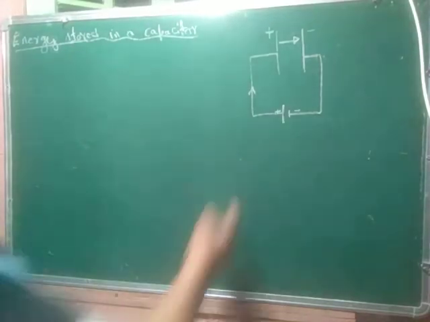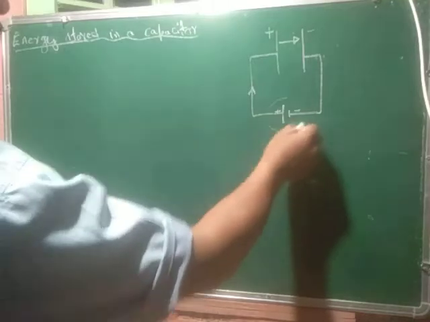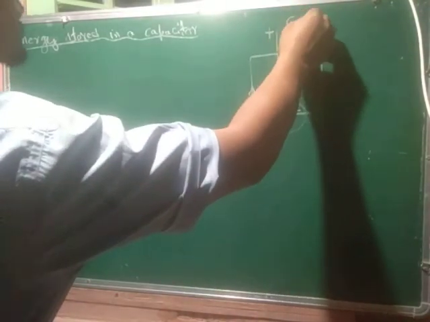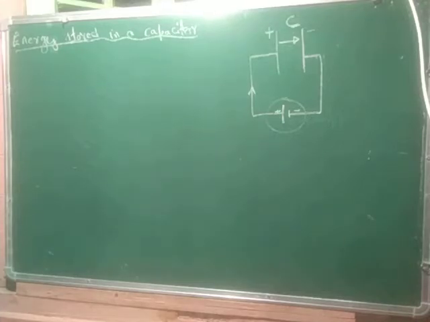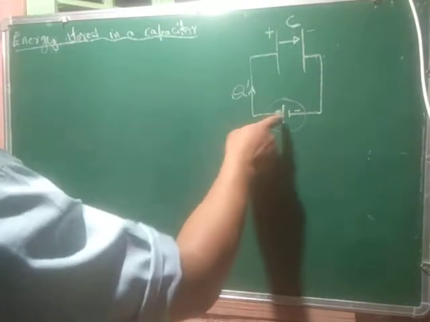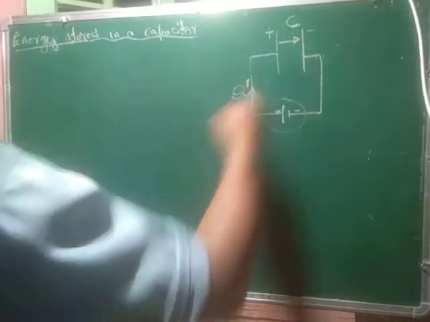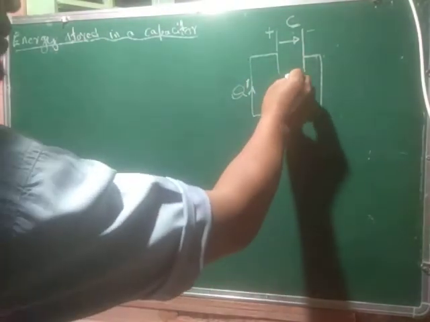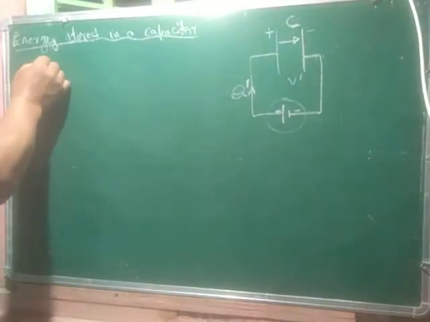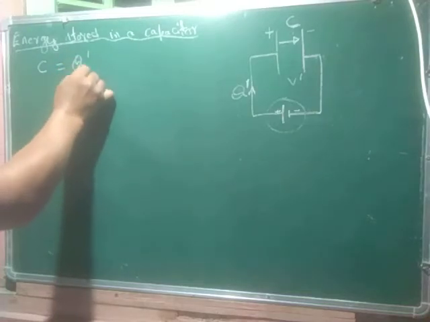As you can see here, this is a capacitor which is connected to the source of energy, and let's say this capacitor has a capacitance C. Suppose at any instant of time the charge given to the capacitor is Q dash, and the potential difference between the plates of the capacitor is V dash. So I can write capacitance C equals Q dash by V dash.